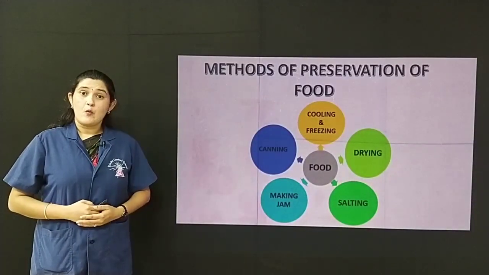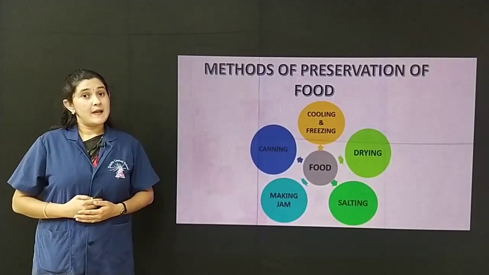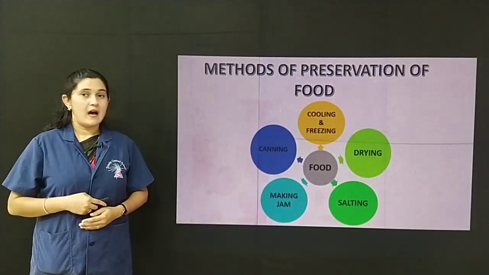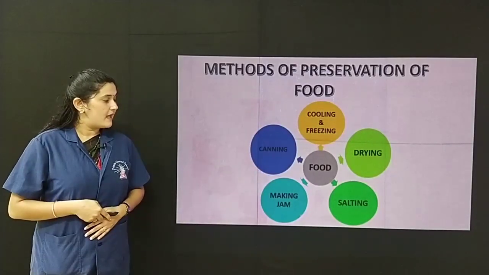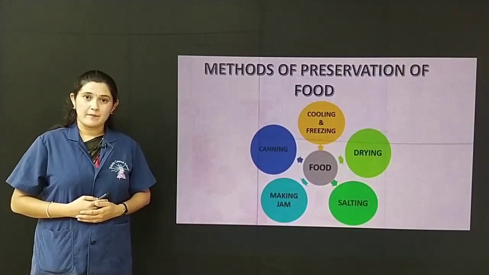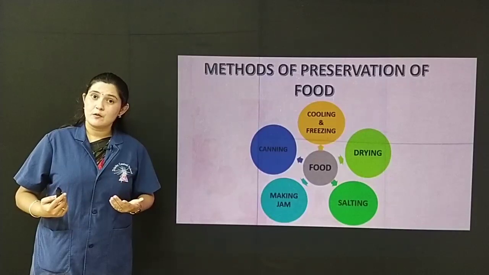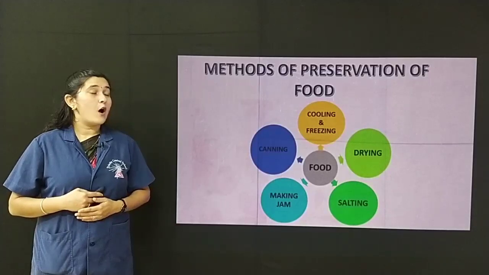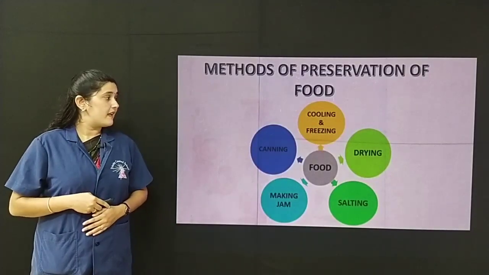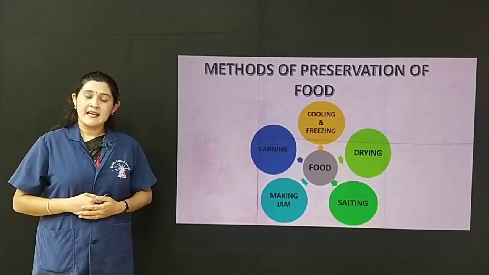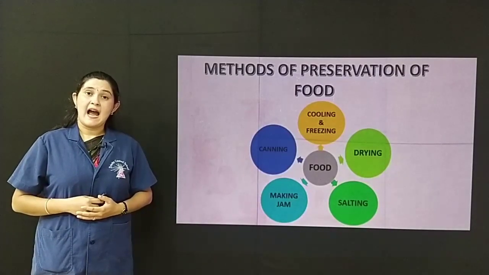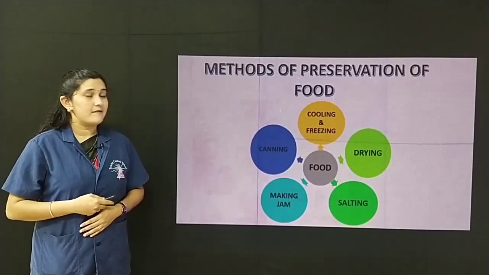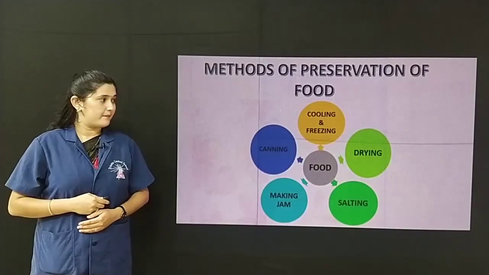Salting is a method where the food items are salted. Maybe that is fish, lemons and so on are stored by salting. The next method is making jam. The right fruits are used to make jam. This is one of the process of preservation of food. The next is canning. In canning, the food is processed and stored in the airtight containers. These are the methods of preservation of food that you have learnt.